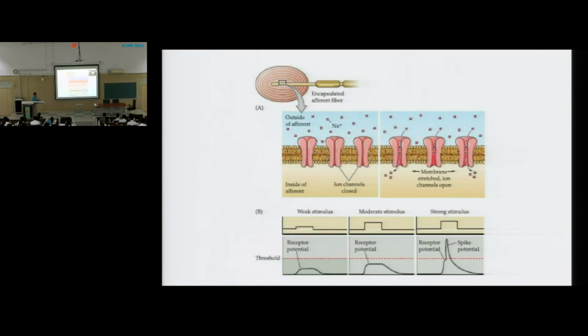Whenever this receptor is stimulated, what happens? That receptor is basically a stress-sensitive channel. So whenever there is a mechanical deformation of this receptor, what will happen? The membrane will get stressed and the ion channel will open. It will cause the entry of sodium ions. Now, this will lead to the development of receptor potential. And the amplitude of the receptor potential will depend on the strength of the stimulus. Whenever it is a weak stimulus, the receptor potential is less. As you increase the strength of the stimulus, the amplitude of the receptor potential will also increase. And if it is a strong stimulus, the receptor potential reaches above threshold, then the action potential or the spike potential will fire.